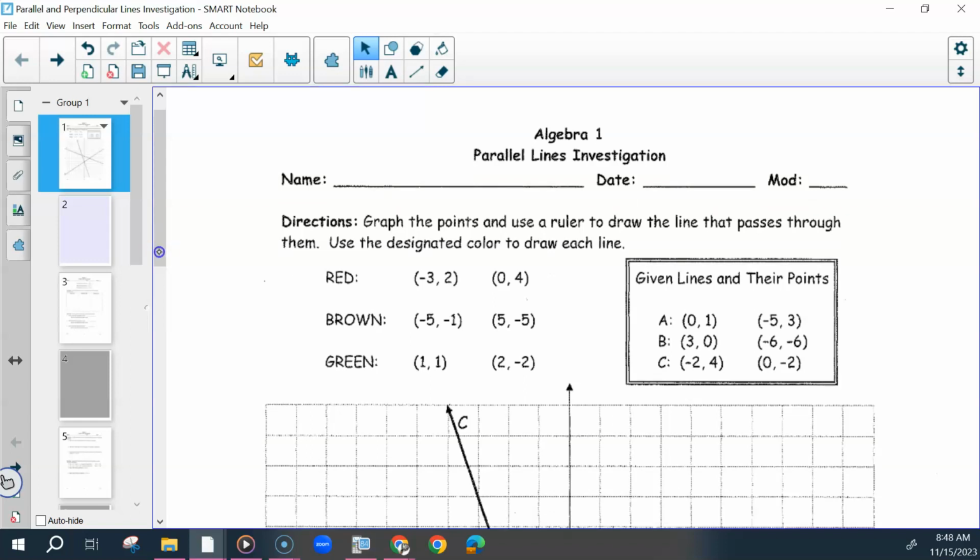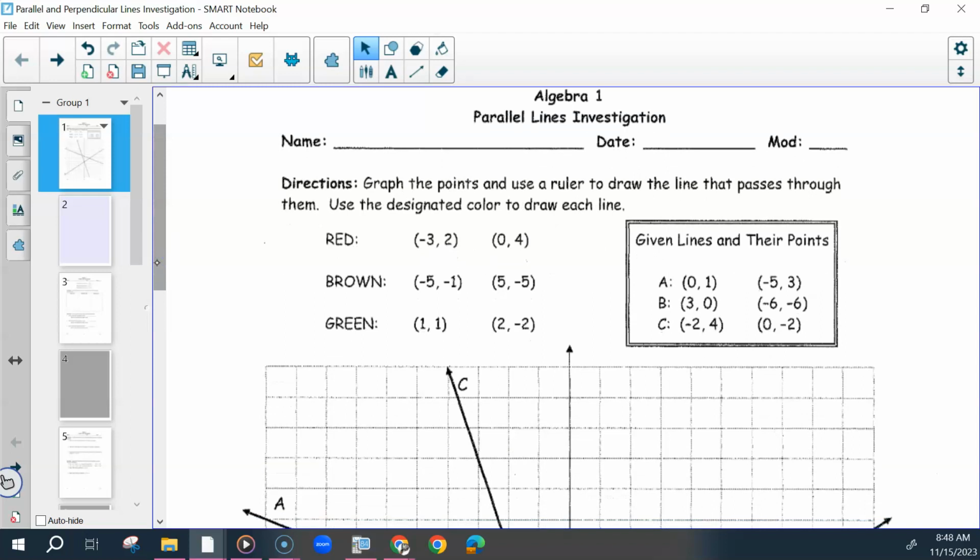So on the first page, while we're getting rulers and getting the colored pencils out, of the colored pencils that you put on your desk, or if you have your own ones, you can use those. You need red, brown, and green.